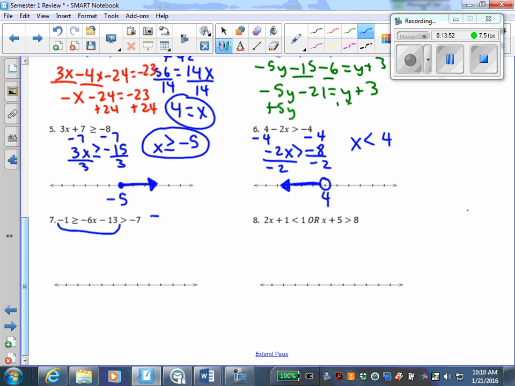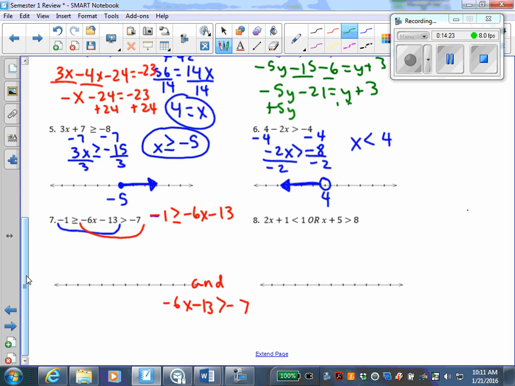I'm going to use a different color now. Let's do negative 1 is greater than or equal to negative 6x minus 13. And then we write the second part, separated by an and. When it's in between 2 inequalities, they're both true. So it's this, negative 1 is greater than or equal to negative 6x minus 13, and, where can I write this? I guess maybe right here. Negative 6x minus 13 is greater than negative 7.